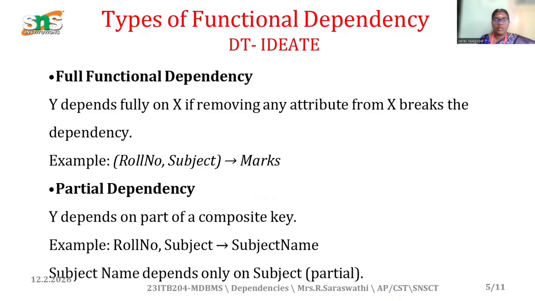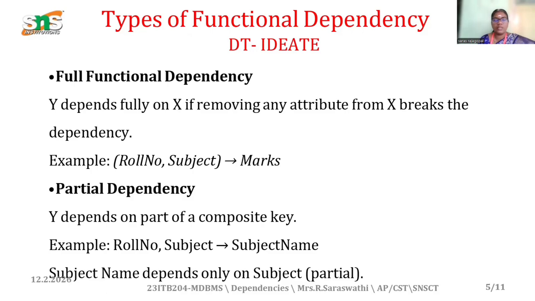If Y depends fully on X, then removing any attribute from X breaks the dependency. That is, roll number and subject determine marks. If you remove subject, roll number alone does not determine marks. It does not define the fully functional dependency. So both attributes are needed for the fully functional dependency on the attribute set roll number and subject.